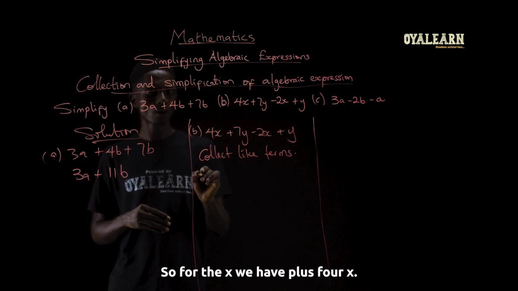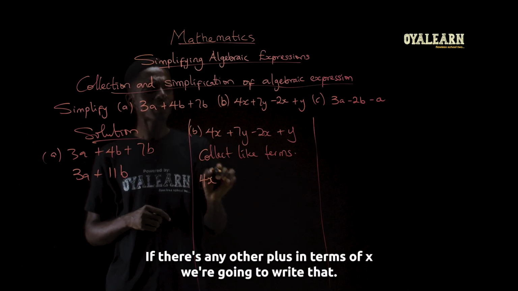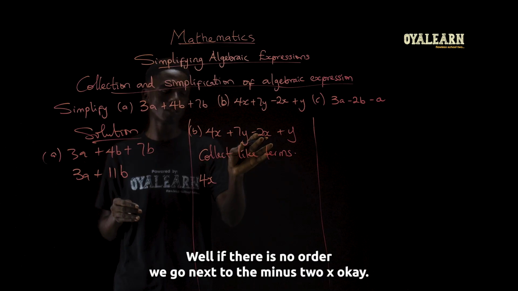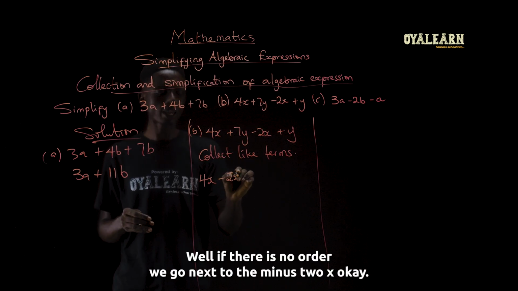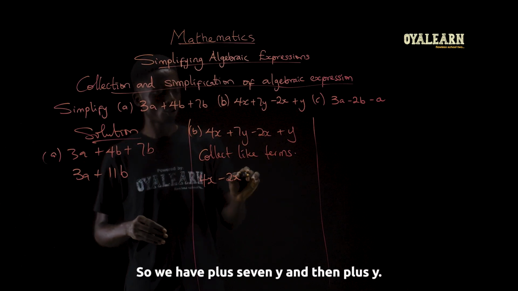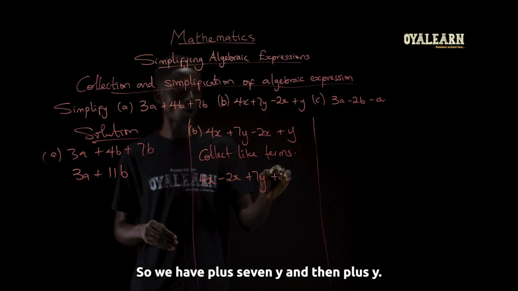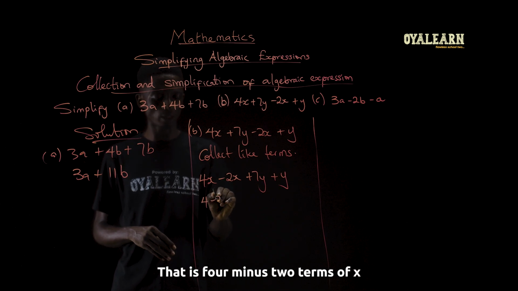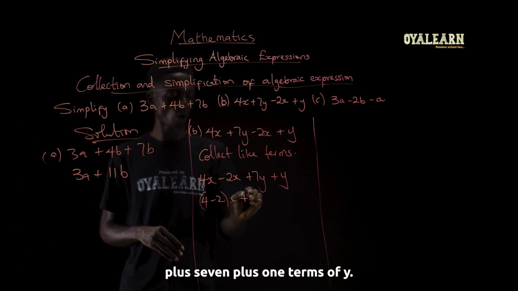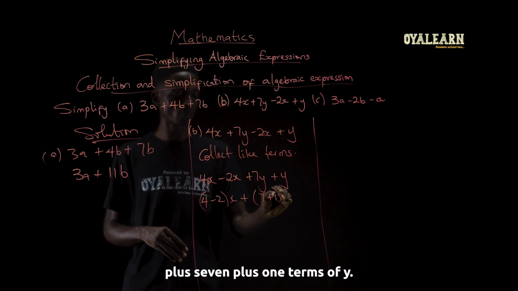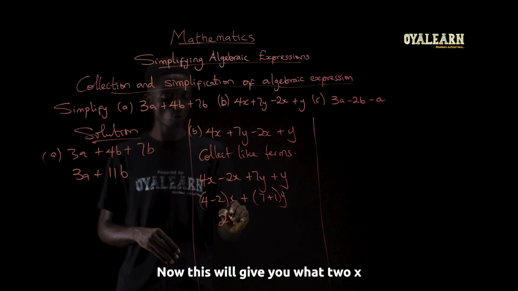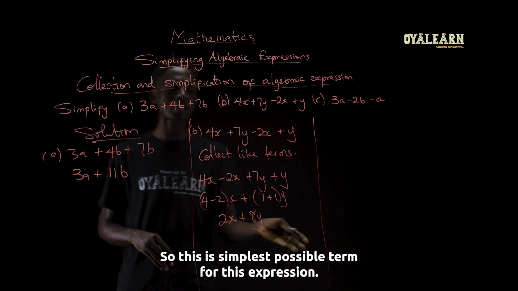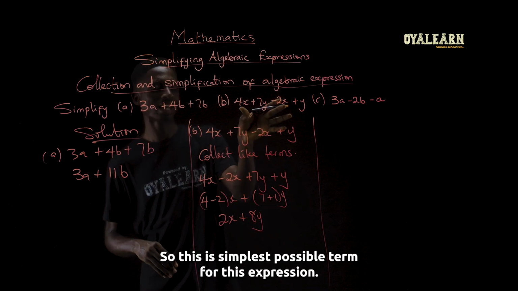So for the x, we have plus 4x. If there's any other plus term of x, we're going to write that. But if there's no other, we go next to the minus 2x. Okay? Now, we go to the y's. So we have plus 7y and then plus y. What does this mean? We'll deal with this separately. That is 4 minus 2 terms of x plus 7 plus 1 terms of y. Now this will give you what? 2x plus 8y. So this is the simplest possible term for this expression.